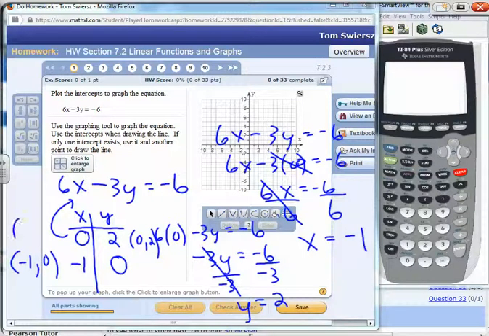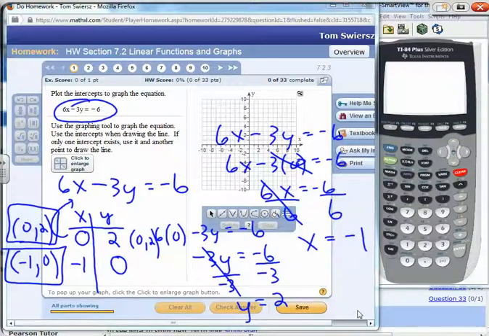Again, this point is 0, 2. We know it's a linear equation, so it's a straight line. So we can go ahead and plot these 2 points, 0, 2, and negative 1, 0. And that will give us the graph of our line. Okay? So we got the 2 points.